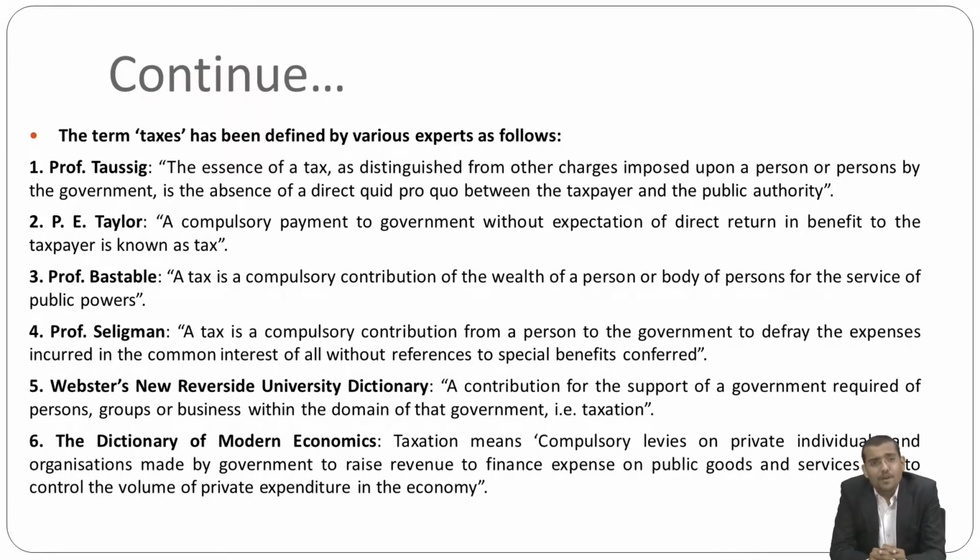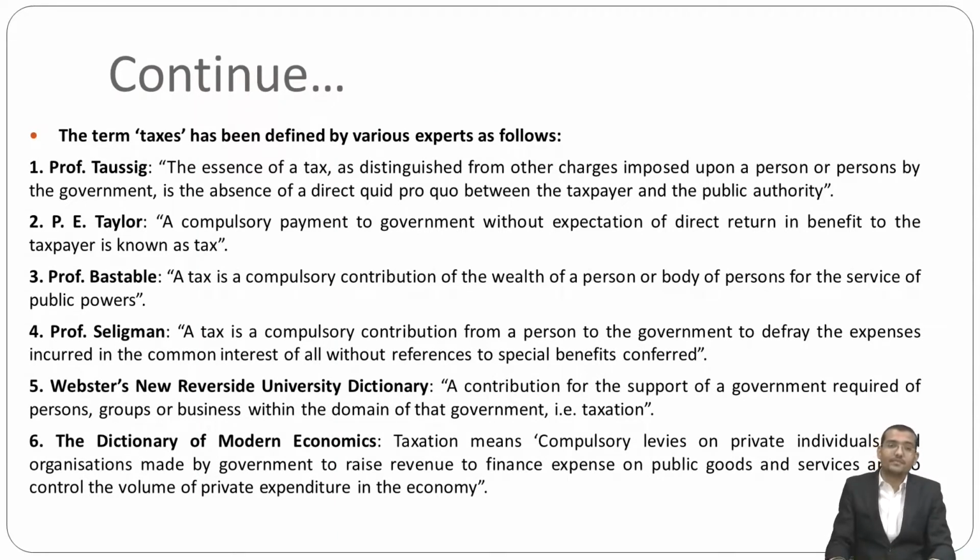Second expert, P. Taylor, defines that a compulsory payment to the government without any expectations of direct return in benefit to the taxpayer is known as tax. That means if you earn something, if you have sufficient income, then you have to pay the tax to the government for acquiring a service from the government or for efficient use in the public function and for the public.